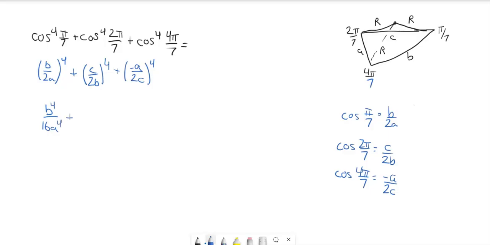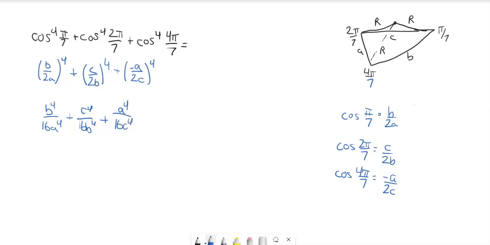Now understand that in the denominator you have two components that make the base, 2 and a. So we have to raise each one to the fourth power. 2 to the fourth power is 16, and of course a to the fourth power is just a to the fourth power. And then on the second one, we will get c to the fourth over 16 b to the fourth, plus a to the fourth over 16 c to the fourth.